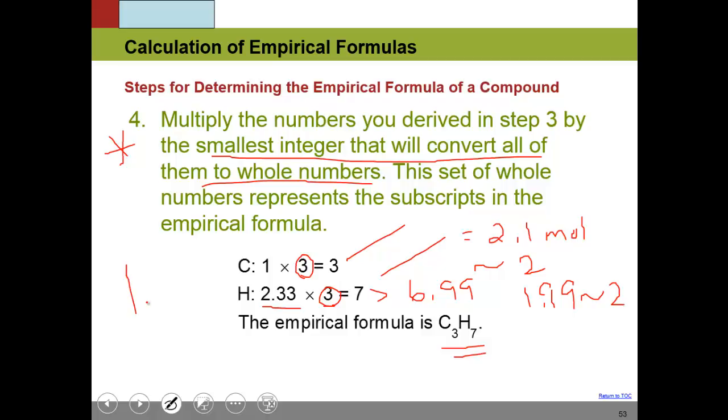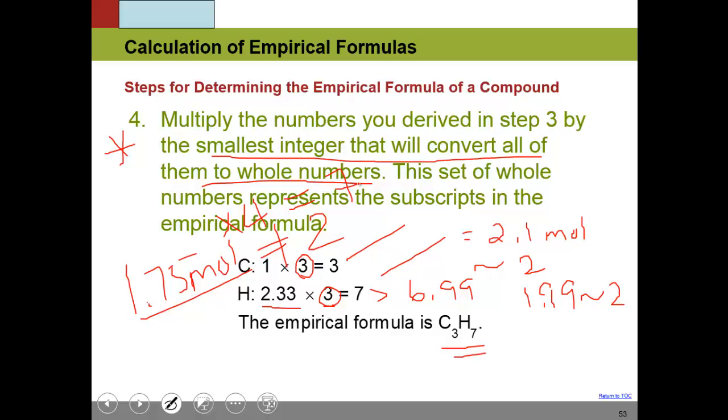Or what if you had 1.75 moles of something? Not close enough to round up. Do not say that's 2. You're going to have to multiply 1.75 by some whole number until we reach a whole number. If you were to multiply this by 2, you'd get 3.5. But if you multiplied it by 4, you're going to get 7. All right, so that's what we're looking for.